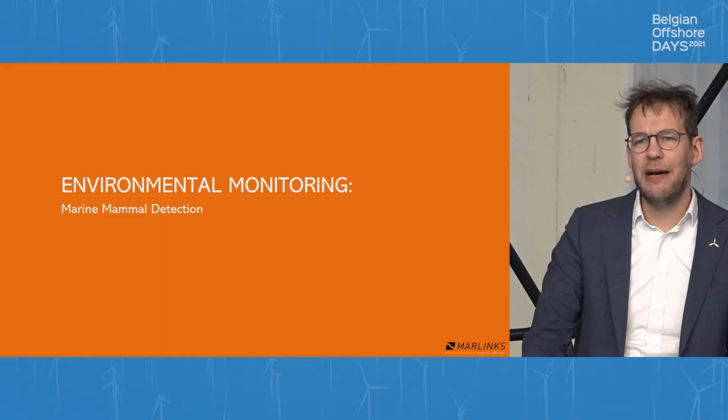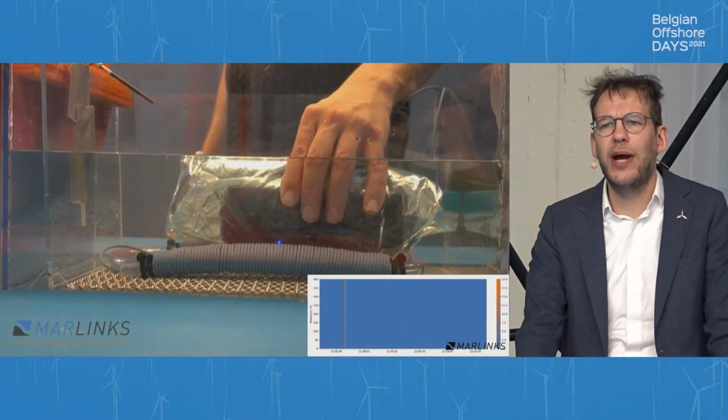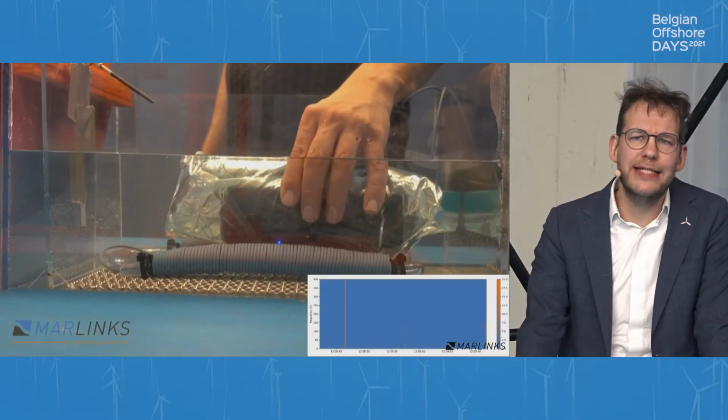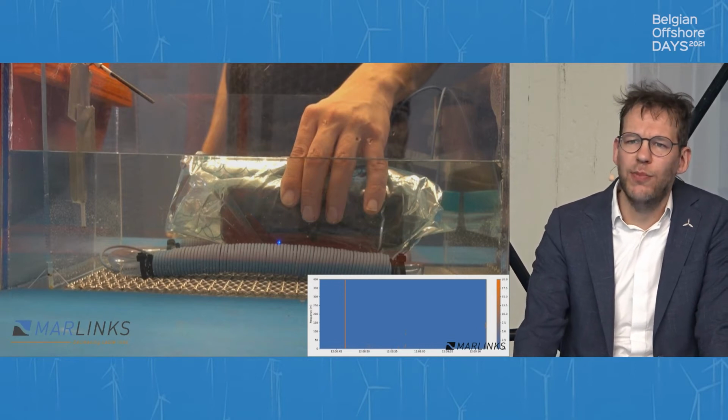The third one, maybe the most interesting one if you look at the environmental aspect, is that we can also detect marine mammals and really count them. For that, we use, for example, the example here where a Bluetooth speaker is entered into an aquarium with a fiber optic cable in it.